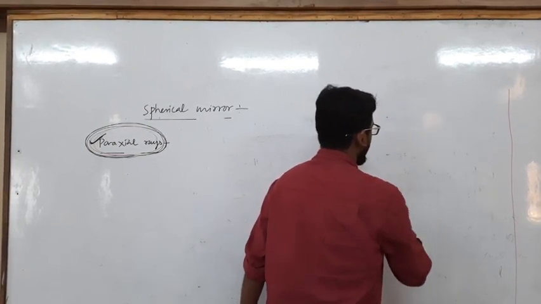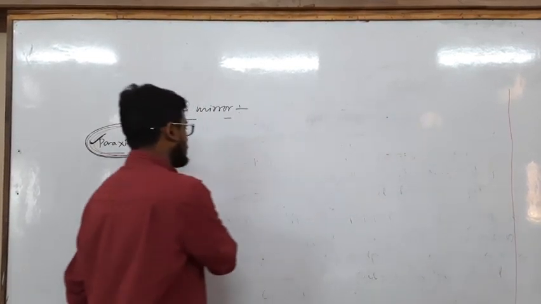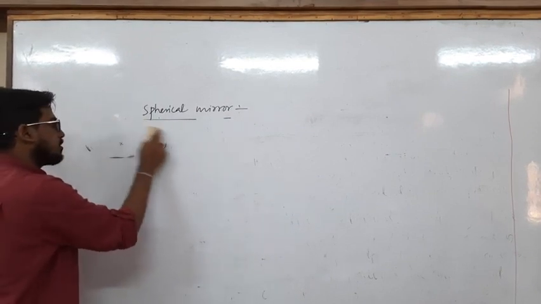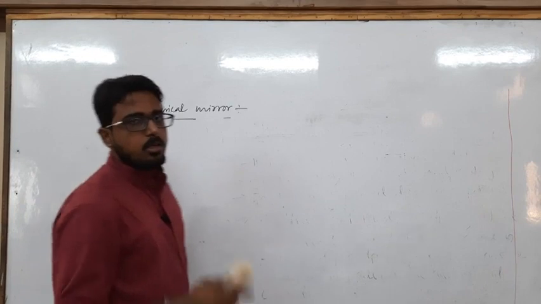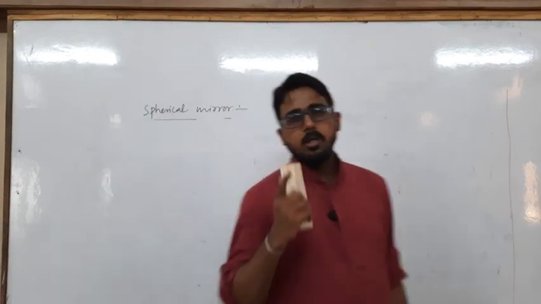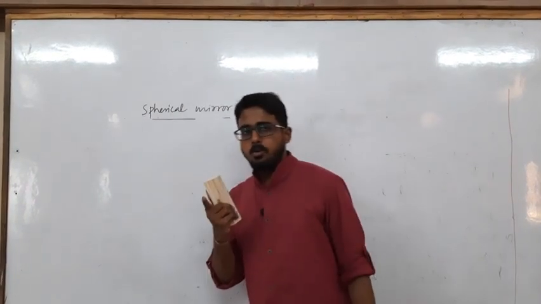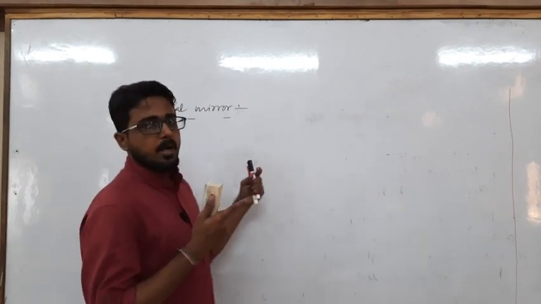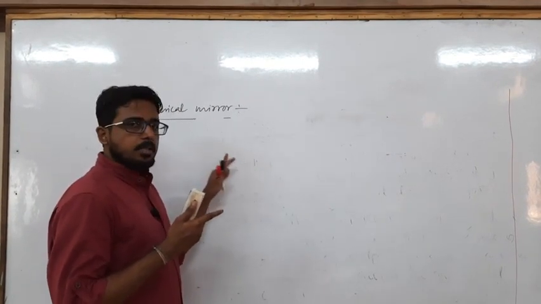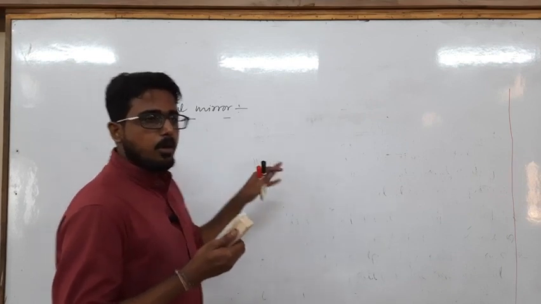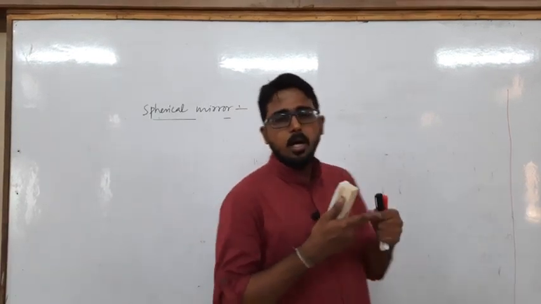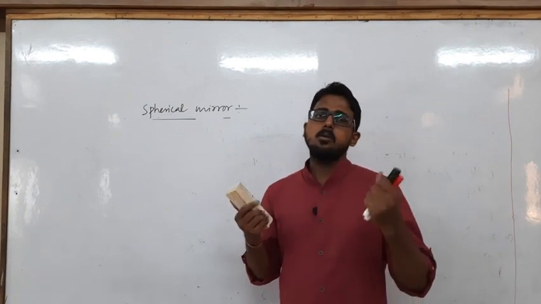So we already know what is a spherical mirror, and there are two types of spherical mirror. One is convex and another one is concave. Basically a spherical mirror is part of a hollow glass sphere. If the outer portion of the spherical part becomes opaque, then the inner surface becomes reflecting, and it will be a concave spherical mirror.